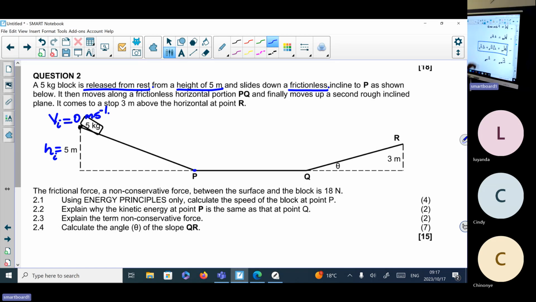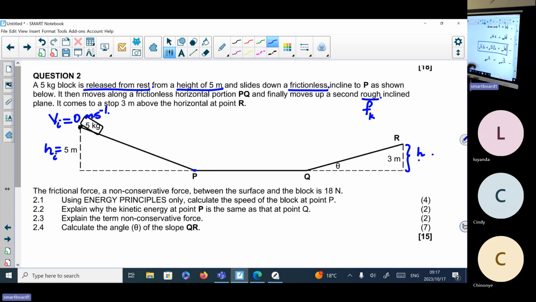Now let us hear what they say. It slides down a frictionless incline to a point P as shown below, then moves along a frictionless horizontal plane, the frictionless horizontal portion PQ, and finally moves up a second rough inclined plane. The second inclined plane is rough. There is a height, notice that. We have a height here. But it's a rough surface, which means there is a kinetic frictional force acting on this.